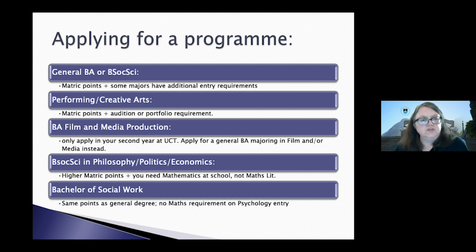The general BA or BSocSci, we put you into the BA or BSocSci based solely on your matric points. Some majors within the Bachelor of Arts or Bachelor of Social Science have additional entrance requirements. So, for example, if you want to do psychology or economics, you need to meet the maths requirement. But the thing to remember about applying is that we accept you for the degree, not necessarily for the major. Once you're in the Bachelor of Arts or Bachelor of Social Science, whether you can then go on to do a major in psychology or English or law, whatever you want to do, depends on additional entry requirements. But you are in the degree, and everything beyond that is negotiable.